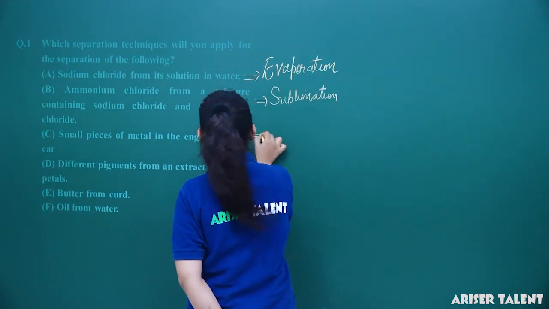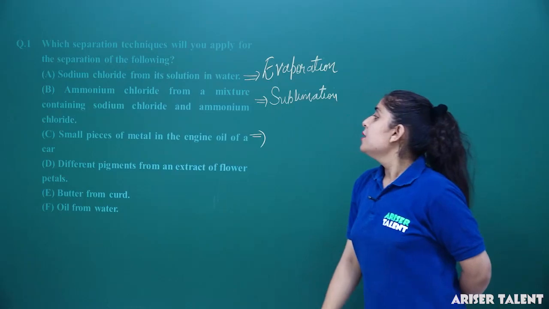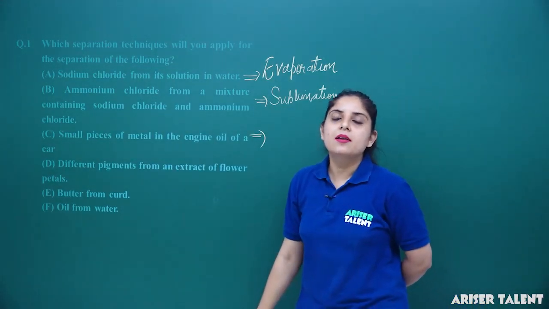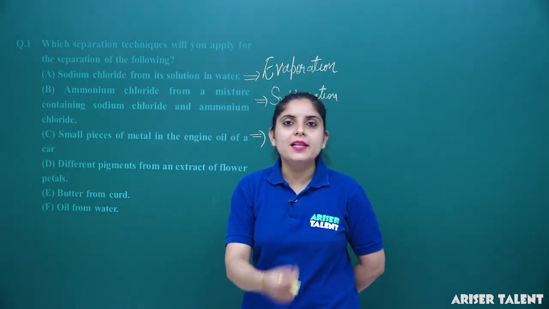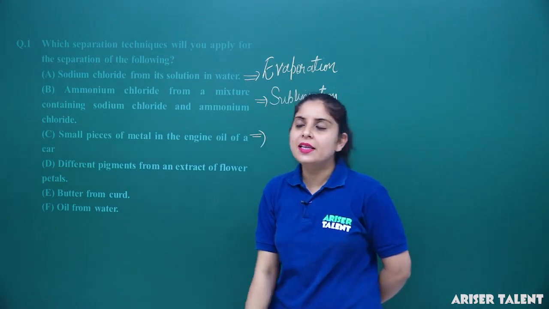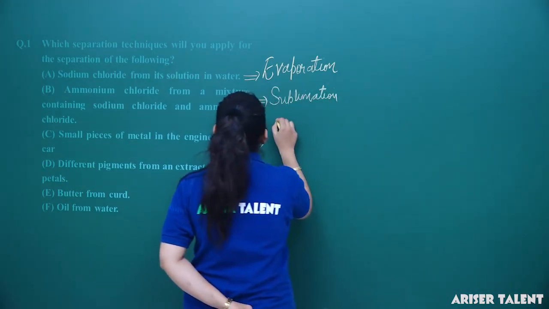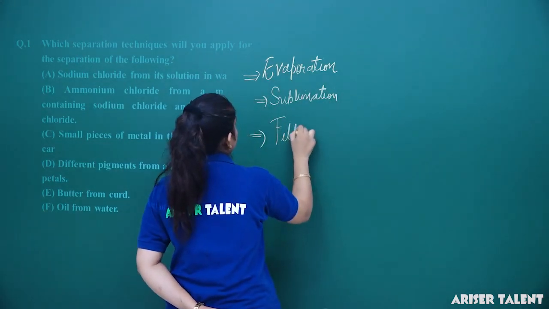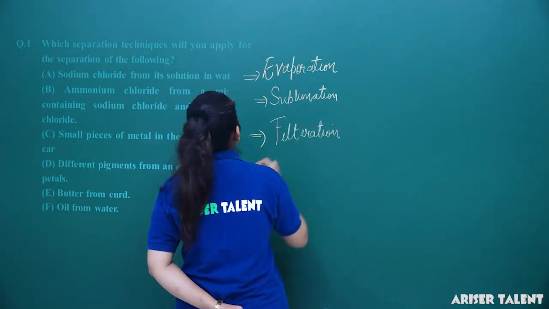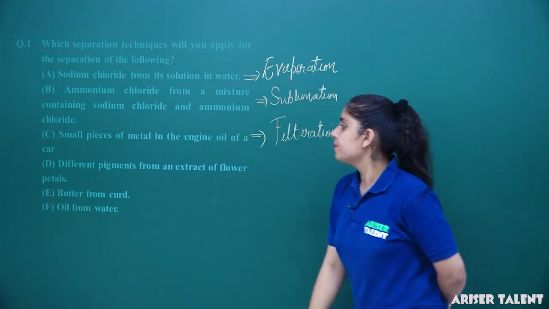Clear? Now, small pieces of metal in the engine oil of a car. If small particles have fallen in the engine oil, you can separate them easily with the process known as filtration. So filtration is a process for separating the particles from the oil.